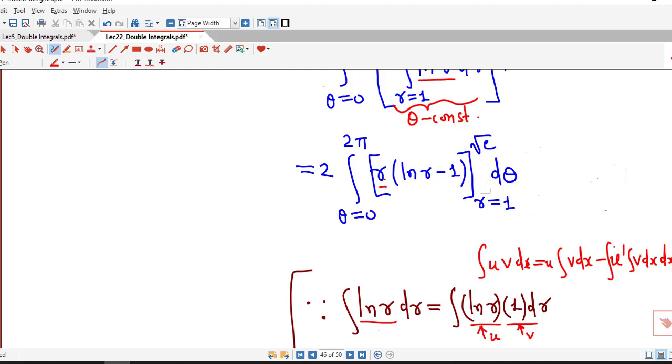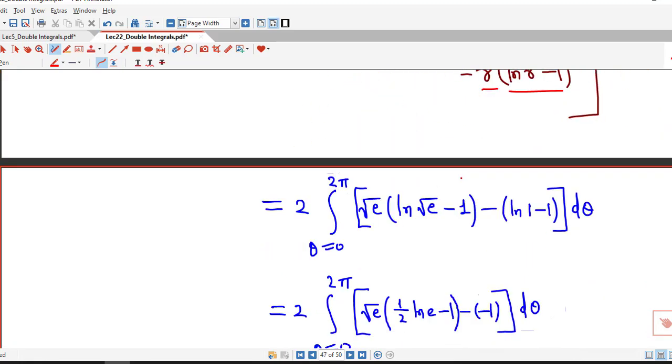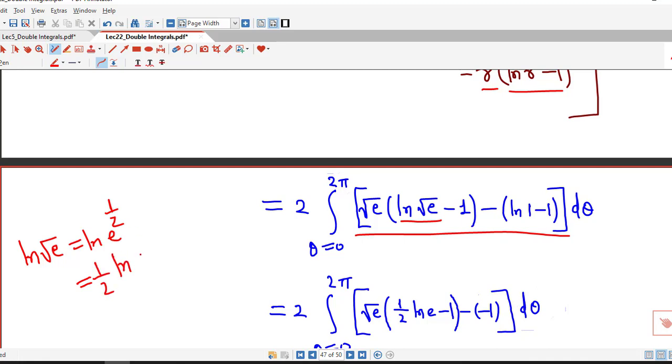First we put r equal to square root of e, then log of square root of e minus 1, minus r equal to 1, log 1 minus 1. So that we have substituted here, and we obtain this. Now this log of under root e can be rewritten as log of e raised to 1 by 2, and using the property of logarithmic function we can rewrite this as 1 by 2 log e. Here we put log 1 equal to 0, so we have minus 1.